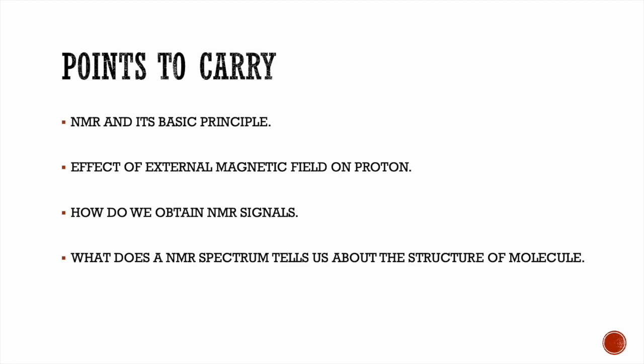When we see the spectrum of NMR, what comes to our mind? Seeing the number of signals in that spectrum, seeing the different intensity of the signals in that spectrum, what information can we gather from that particular NMR spectrum related to the structure of the molecule?